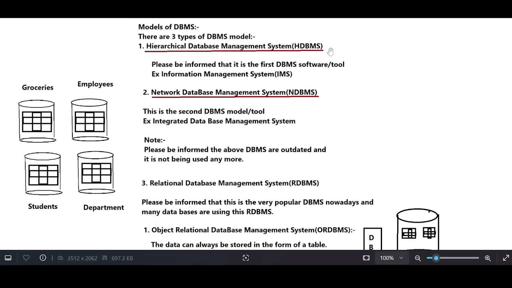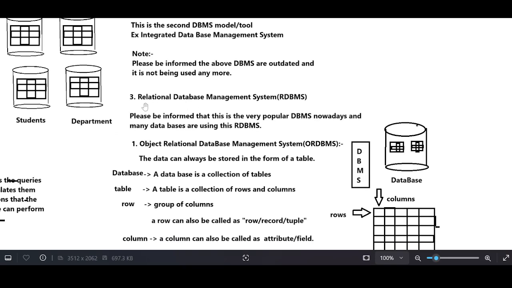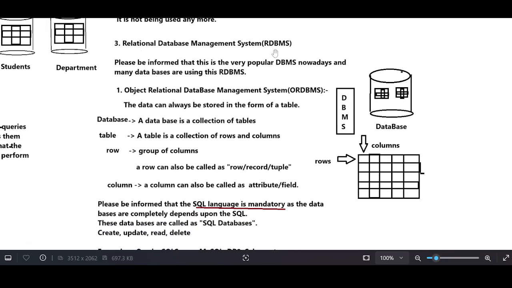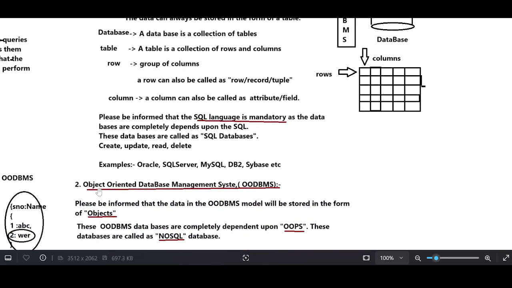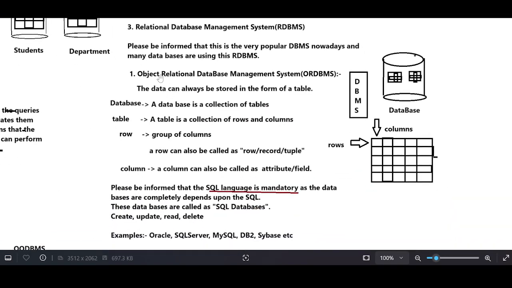And again, we have discussed the types of DBMS models. You have HDBMS and NDBMS, and these models are outdated. These are the first set of models that were introduced for the DBMS. After that, the concept of the relational database management system was introduced. Here, if you see, this is divided into two types: one is RDBMS and the second one is OODBMS, the object oriented database management system.